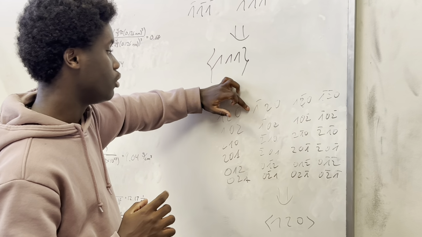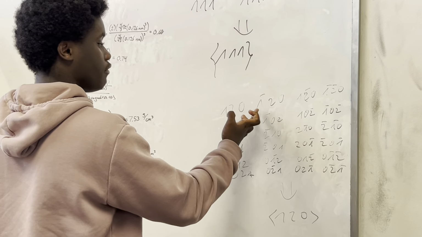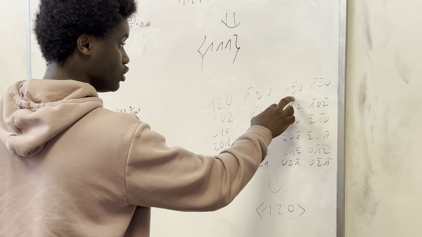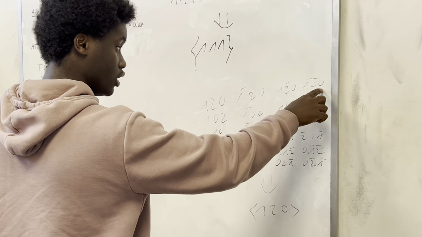Now we're gonna go on and put the minus, but the minus we don't put right before the digits, we put it on top of the digits. So that's what we're gonna do. So we can have a -1, 2, and 0. We can have a 1, -2, and 0, and we can have -1, -2, and 0.